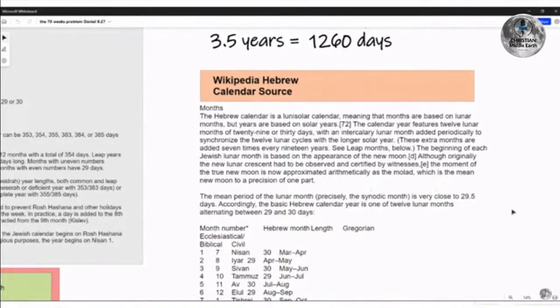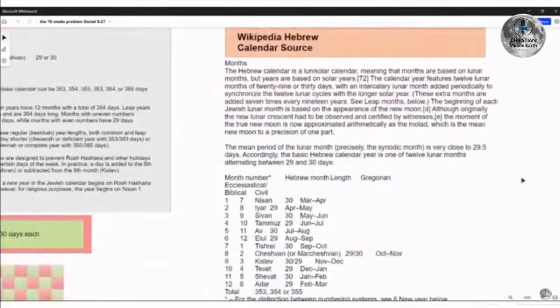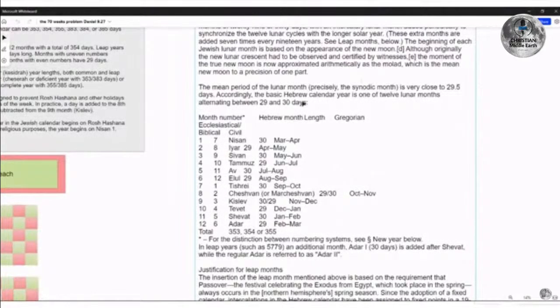They would sight the moon, which would start a month, and then the next month would be based on sighting the moon. And then I'll explain the other part. The mean period of the lunar month, or the synodic month, is very close to 29.5 days long, a lunation cycle. According to the basic Hebrew calendar, a year is 12 lunar months alternating between 29 and 30 days. So when you do this, and then you have the 8th and 9th month, they would add or subtract a day based on the sighting of the moon and keeping certain festivals from falling on the weekly Sabbath. Some of them that wouldn't be a concern, but those would be adjusted. That's why there's a plus or minus 1 day.